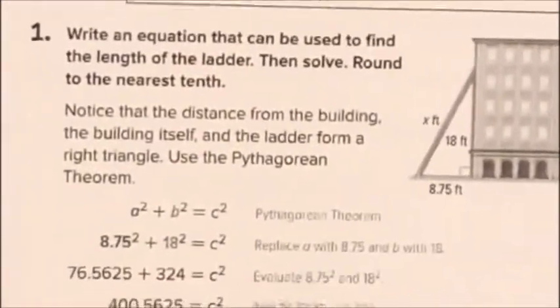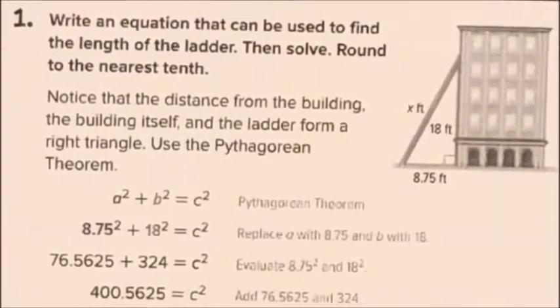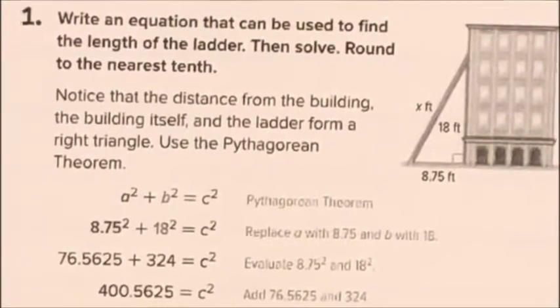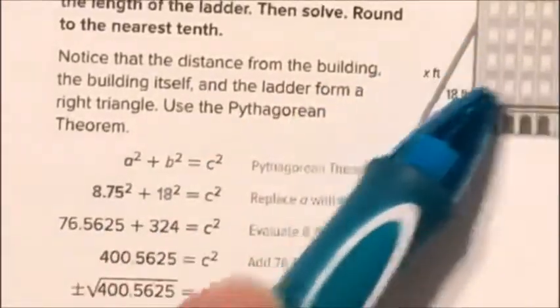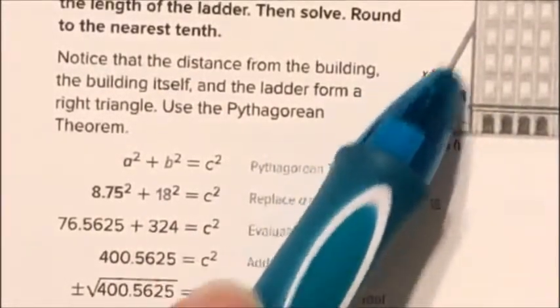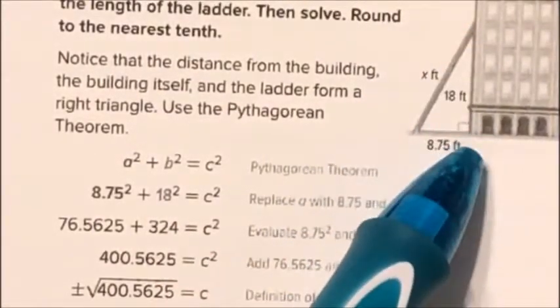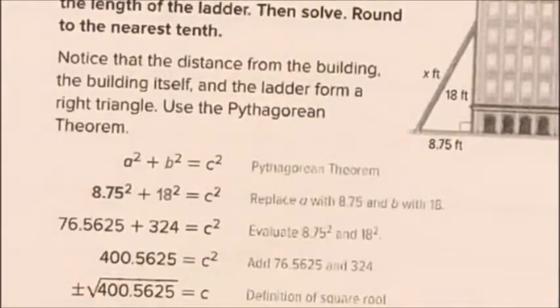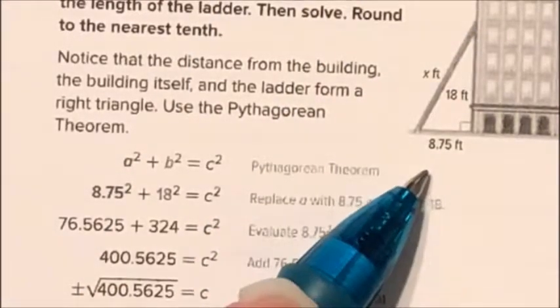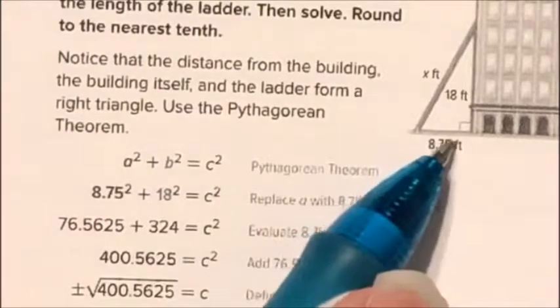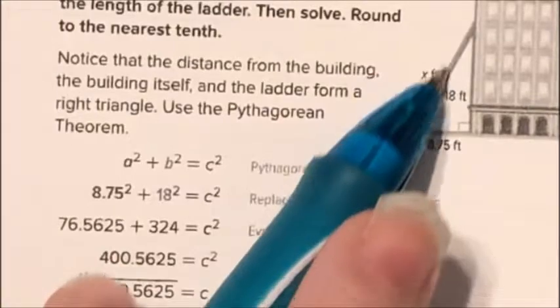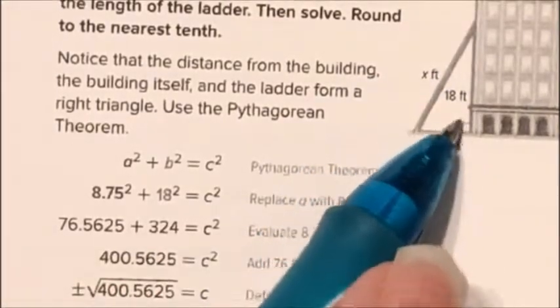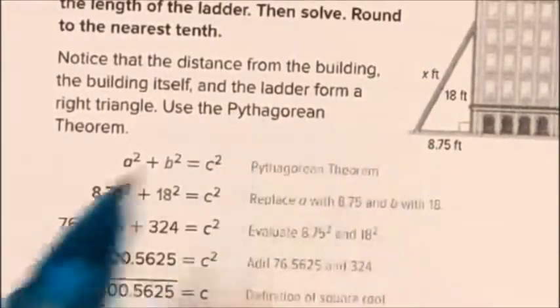Example 1 says write an equation that can be used to find the length of the ladder. Then solve. Round to the nearest tenth. So here's my building, right? There's 18 feet between the bottom of the building and the top of the ladder. And there's 8.75 feet from the bottom of the building to the bottom of the ladder. And I want to find how tall the ladder actually is. So this forms a right triangle.